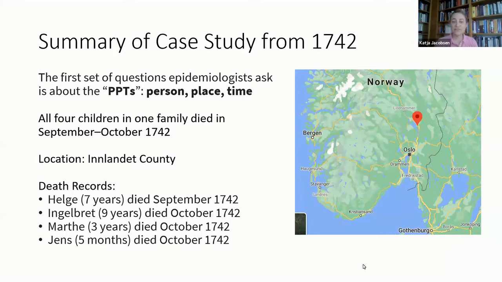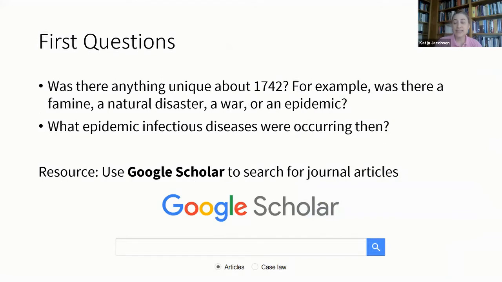To confirm that those were the 4 cases that were reported in the family story. So we had documentation for that. And so as an epidemiologist, after I look at those PPTs for person, place, time, the questions that come to mind are, was there anything unique that was happening in 1742? So was there a famine? Was there a natural disaster, a war, an epidemic? And if it is an epidemic, what were the infectious diseases that were occurring then?